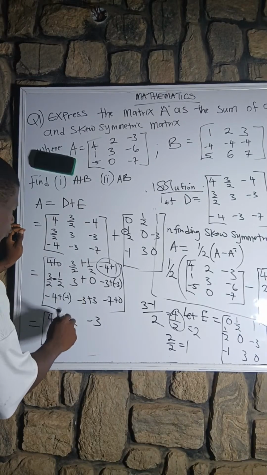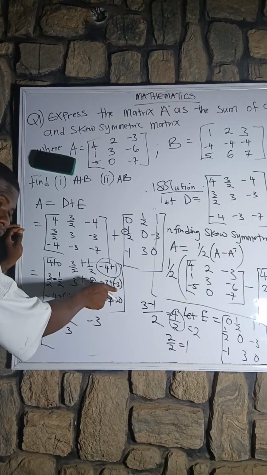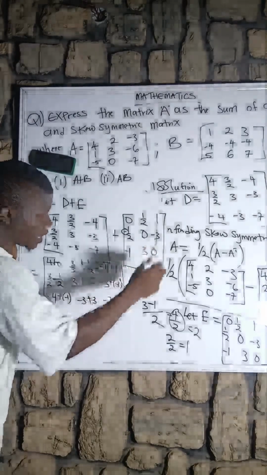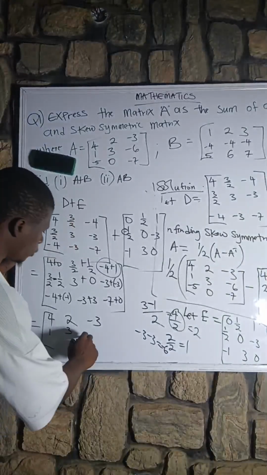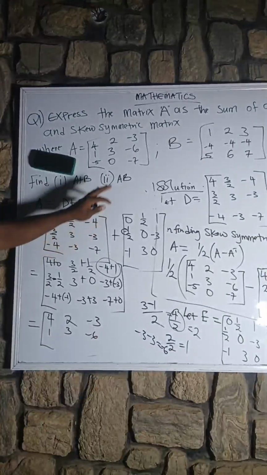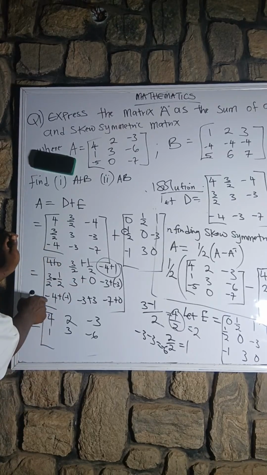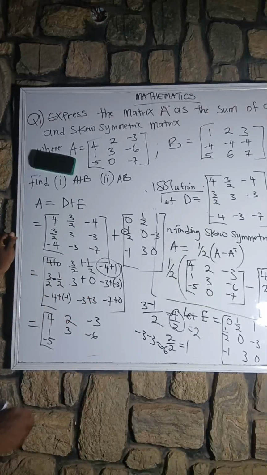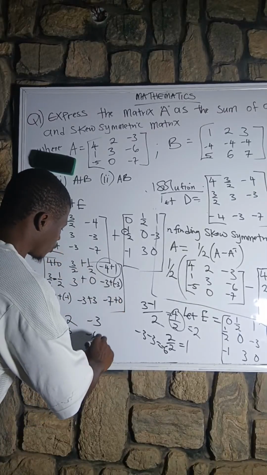And then 3 plus 0 will give us 3. Minus 3 minus 3, because negative and positive will give you negative. So it's going to be minus 3 minus 3, which is equivalent to minus 6. So we are going to have minus 6 here. And then minus 4 minus 1, because positive times negative is negative, will give you minus 5. Minus 3 plus 3 will give you 0. Minus 7 plus 0 will give you minus 7.